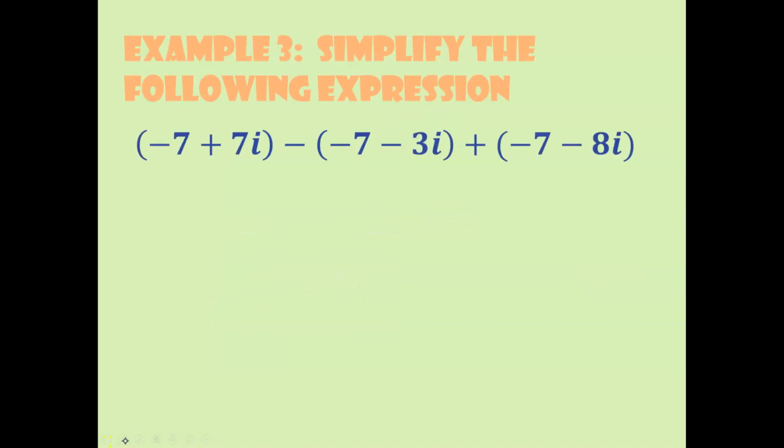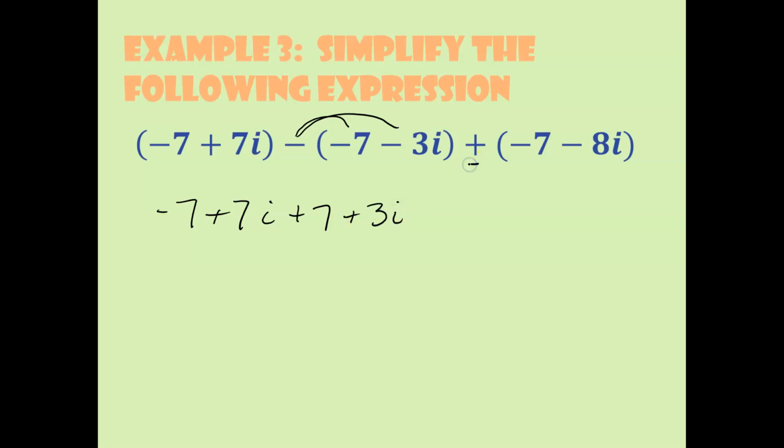Now, this one is a combination, okay? You see I've got a negative and a positive, but you're going to do the same thing, okay? So, I don't do anything to the first set, so I'm just going to bring it down. -7 plus 7i. But then I come to this subtraction symbol, and I'm going to have to distribute it before I can get rid of those parentheses. So it's going to be a negative times a negative, and it's going to give me a positive 7. Then it's a negative times another negative, which is going to make a positive 3i.